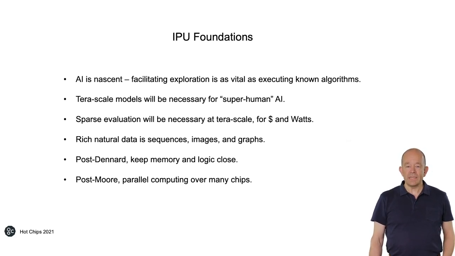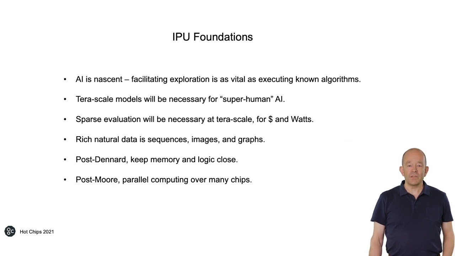Firstly, AI is a nascent field of computing. We're discovering the algorithms of learning and inference and the characteristics of suitable hardware and software. It's important for AI processors to facilitate that exploration. Secondly, as far as we know, superhuman AI will require huge parametric state. Humans have about 200 trillion synaptic parameters, so that's a guide. If we scale the neural networks we use today to that size, the compute required for learning will be prohibitive. So sparse evaluation of large models will be essential, just like in the brain.